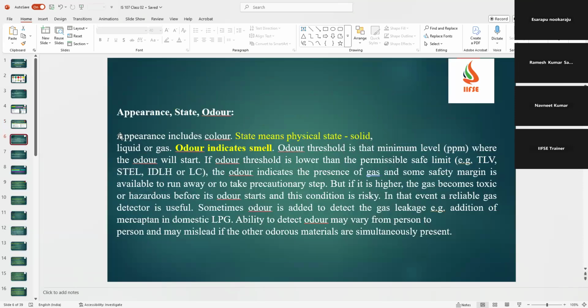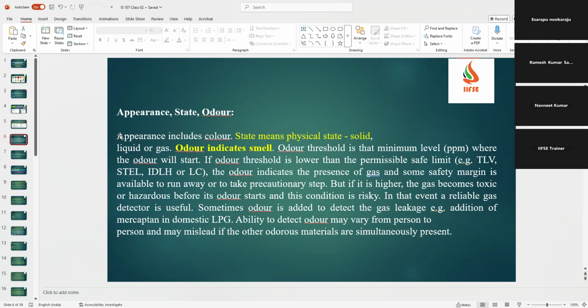And we'll see more. Appearance, state, and odor we have seen in the physical and chemical properties of the chemical. Appearance includes color. State means physical state: solid, liquid, or gas. The odor indicates smell, as we know. And odor threshold is the minimum level in ppm at which the odor will start, or the odor threshold is lower than the permissible safe limit. Example: TLV, STEL, IDLH, or lethal concentration.